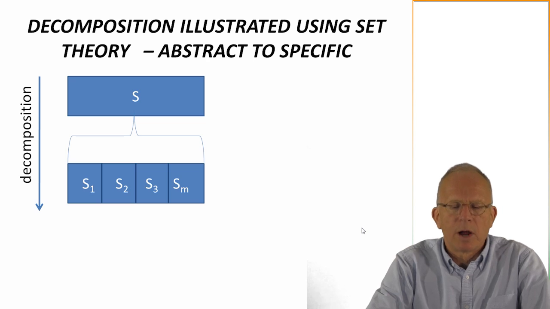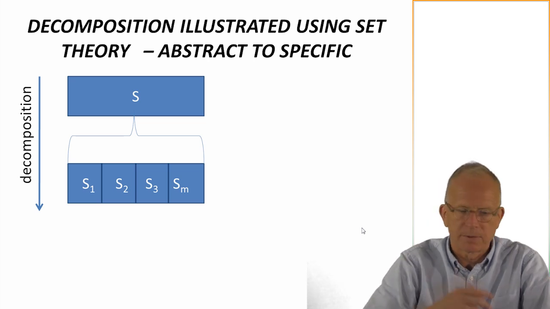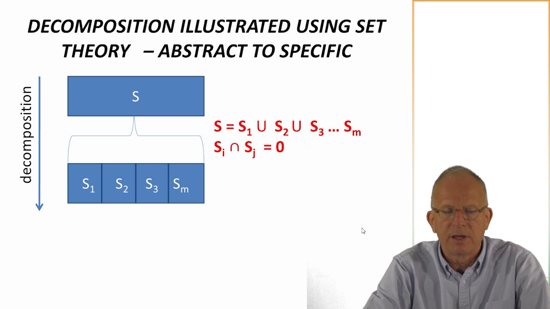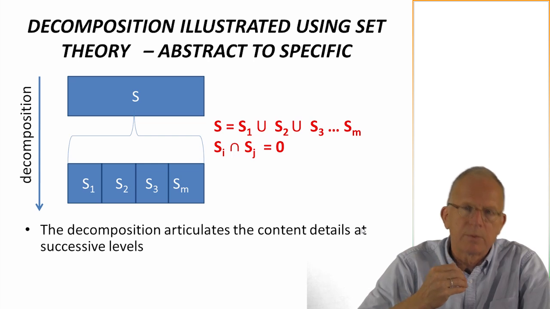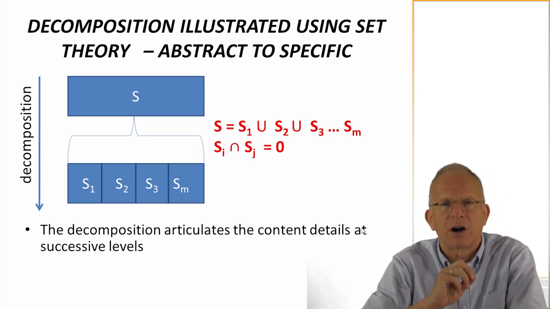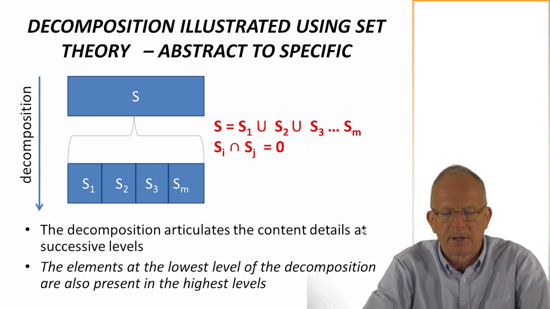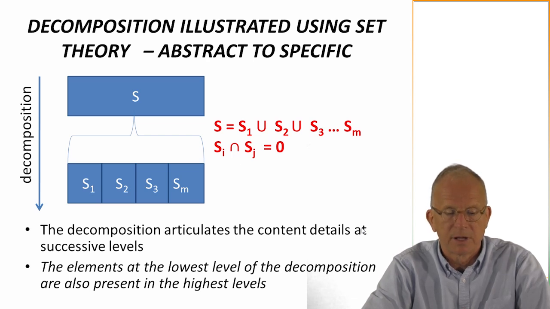Here's another way of looking at this, which is set theory. We have the set S at the higher level, and then we decompose it into some M number of subsets. If we add all of these together, they equal the parent. So the sum of the children equals the parent. In this way, the decomposition articulates the details at successive levels. The elements at the lowest level are already in the high level. We just haven't figured out, perhaps, how to articulate them yet.